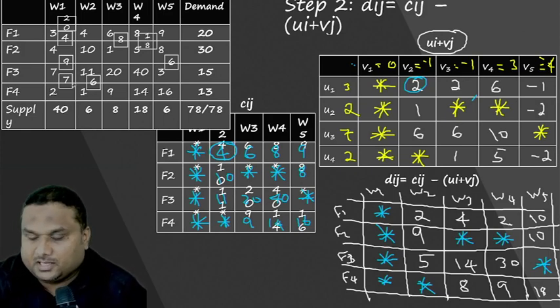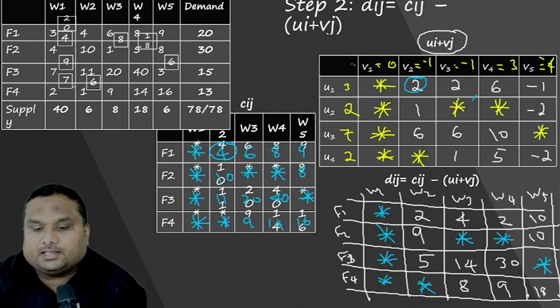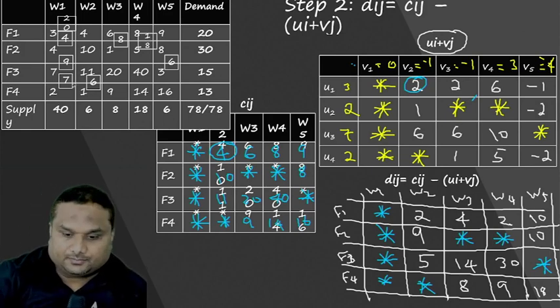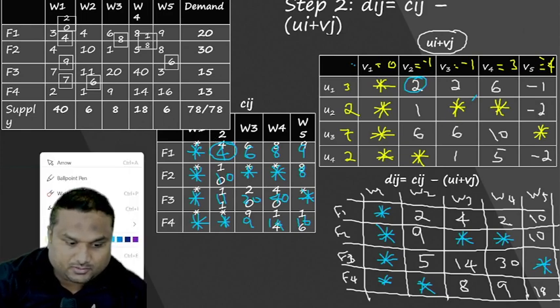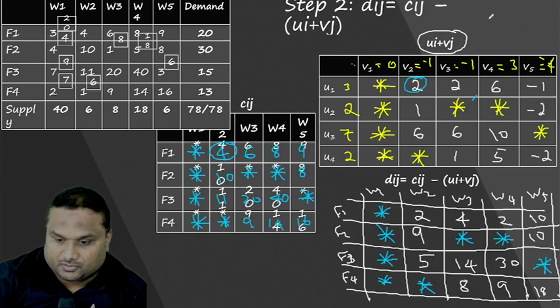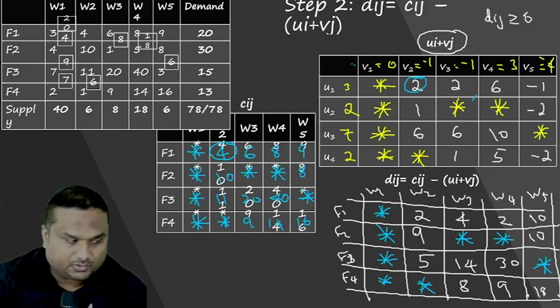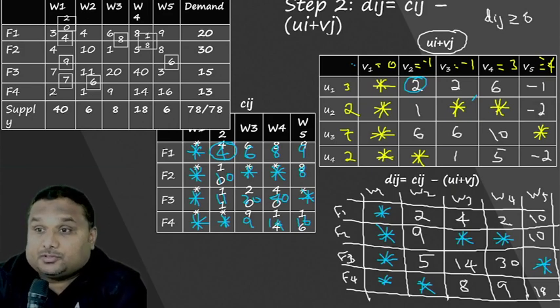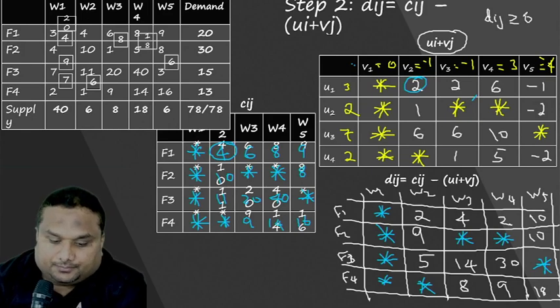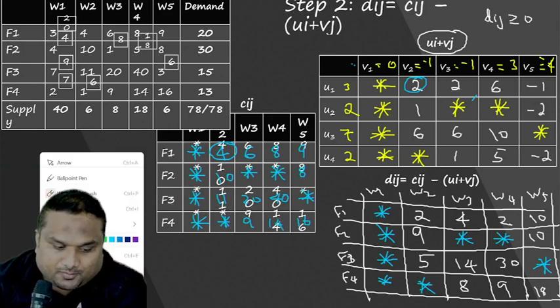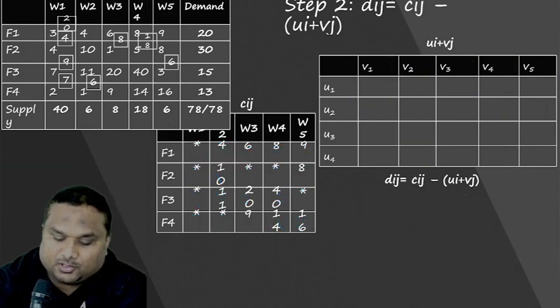Another way: since all Dij are greater than or equal to 0, the solution is optimal. Solution is what? Optimal. And finally you should show the optimal.